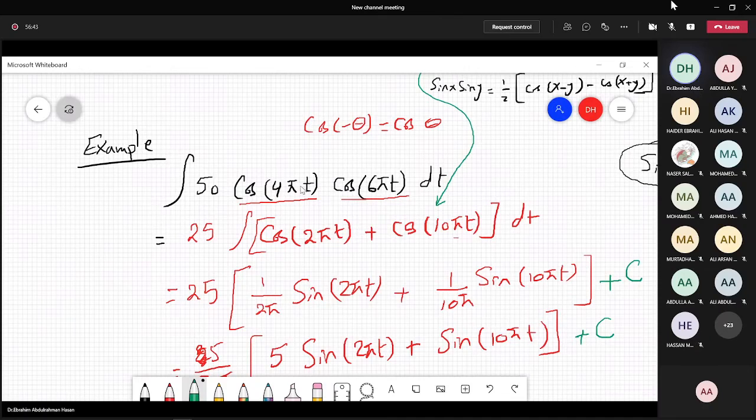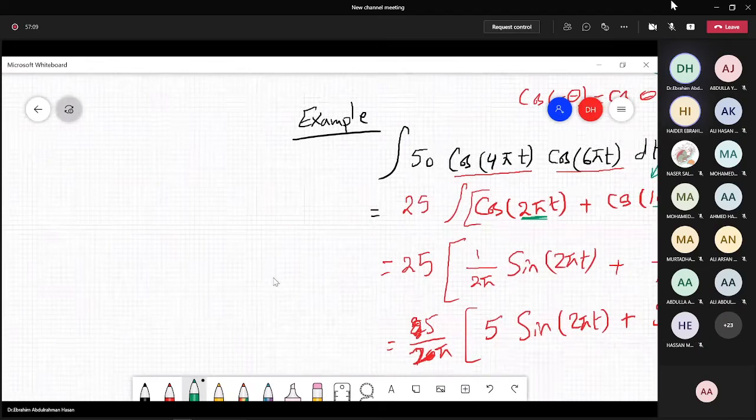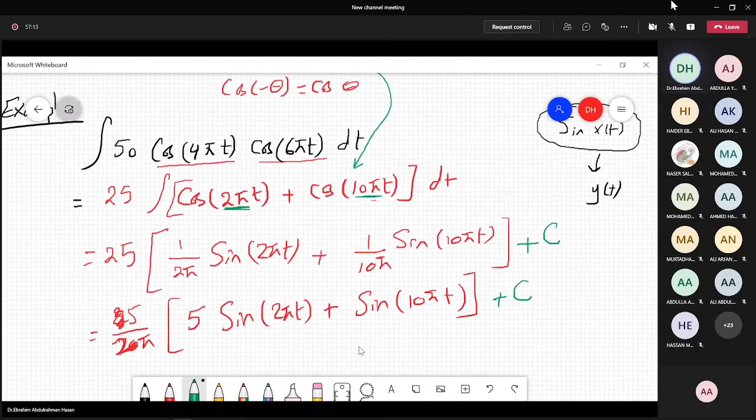So when we do the integration of this one, we divide by the constant in front of the variable. This is a constant with respect to t, so it is divided by 2 pi and here divided by 10 pi. Clear? Yes, go ahead.